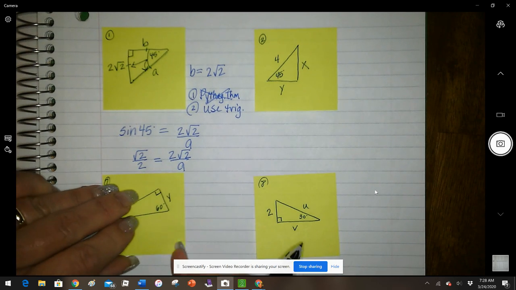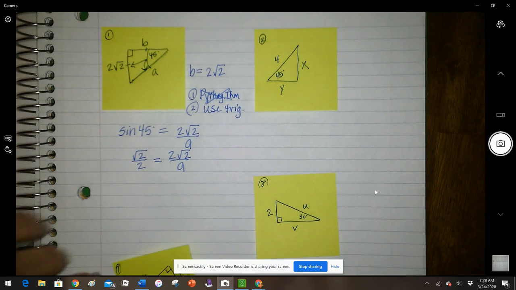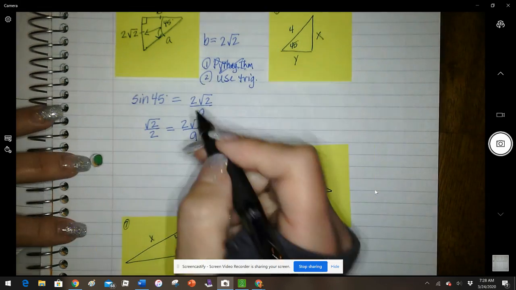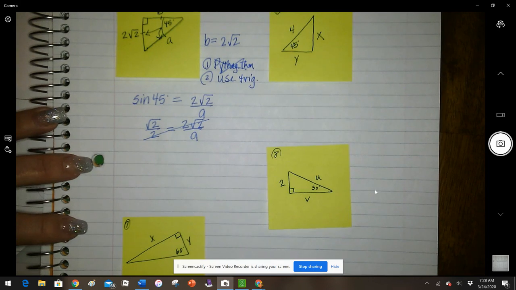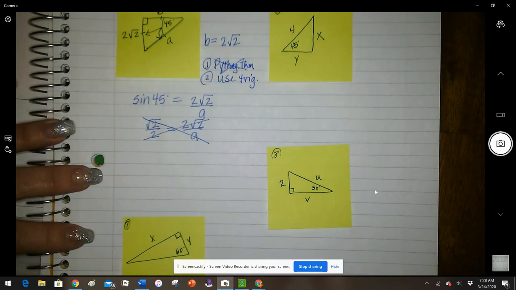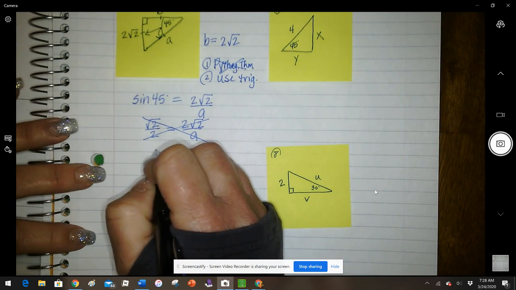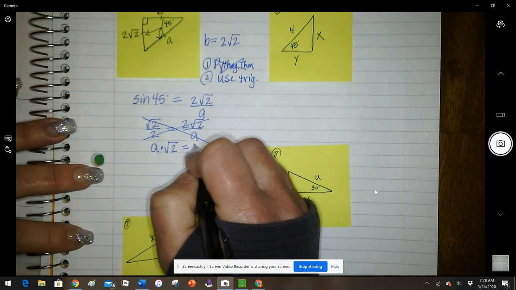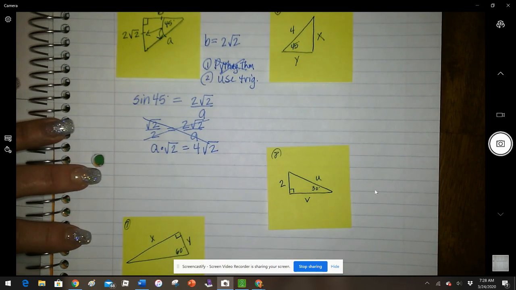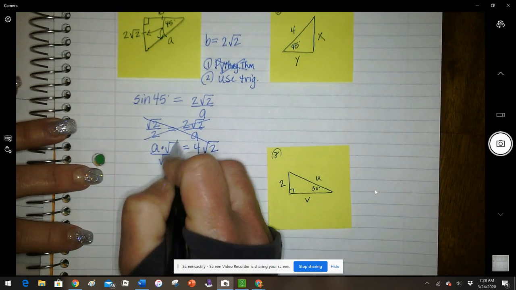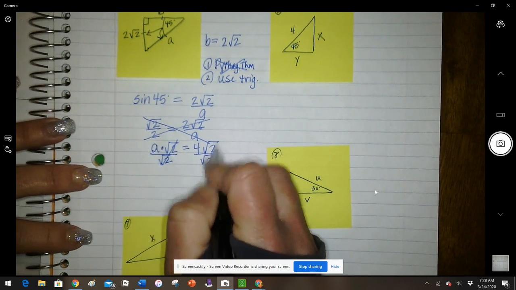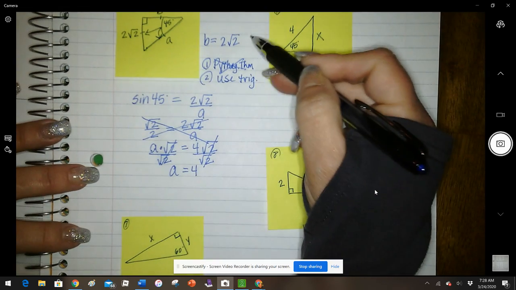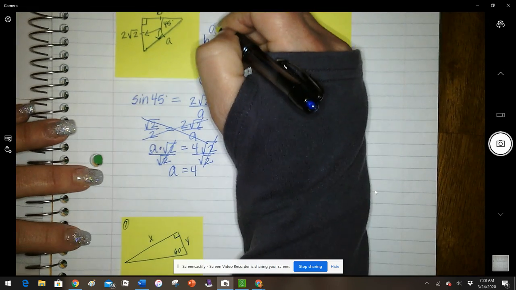Now I'm just going to do a little bit of cross multiplying, some algebra. So 2 times 2 root 2, and then root 2 times A. 2 times 2 root 2 is 4 root 2. And then when I divide by root 2 to get A by itself, these are going to cancel out, and A is equal to 4. Okay, so B is 2 root 2, A equals 4.